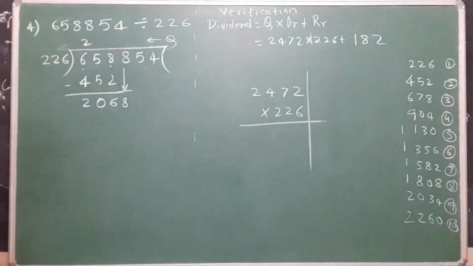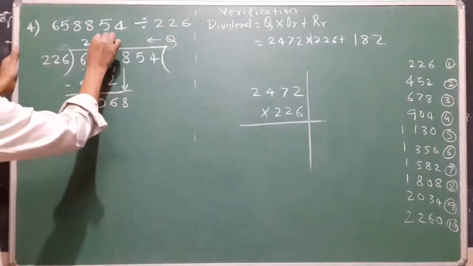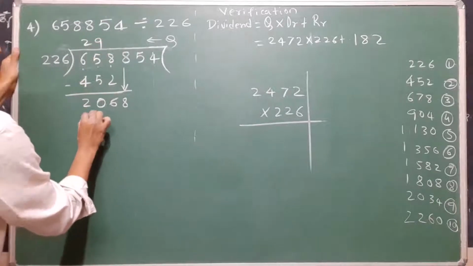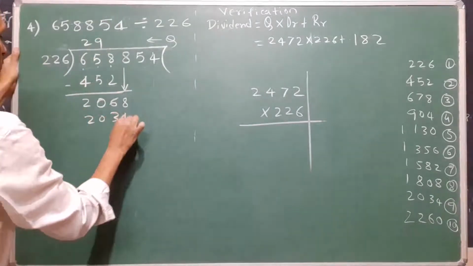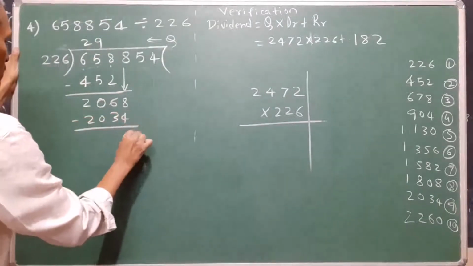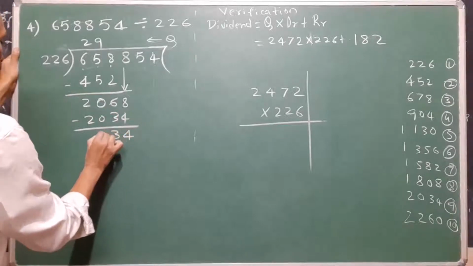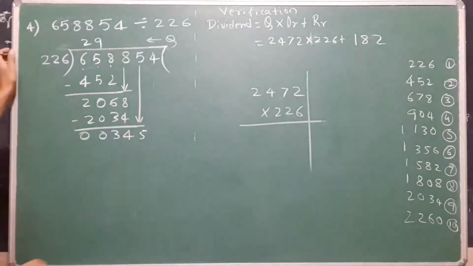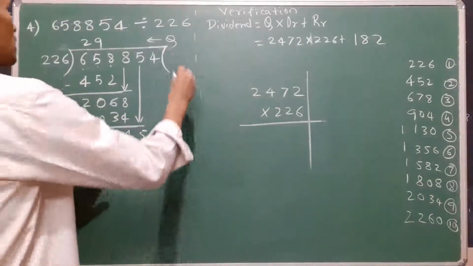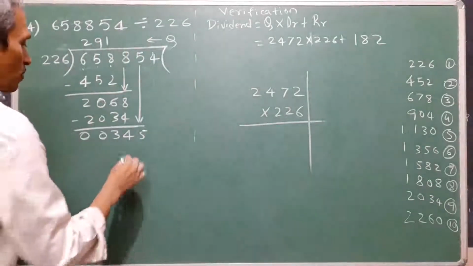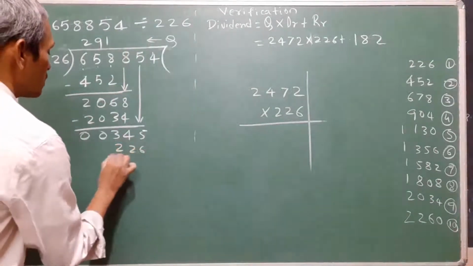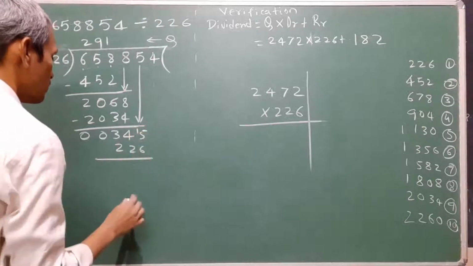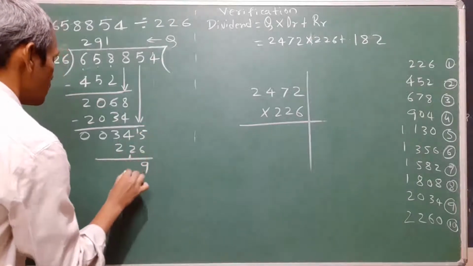2034 is there, that is 9s are 2034. Now subtract this one, 4300. Take this one down, it becomes 345, which is not there. Less than this one is 226, that is 1s are 226. Subtract 15 minus 6 is 9. This one is 1.